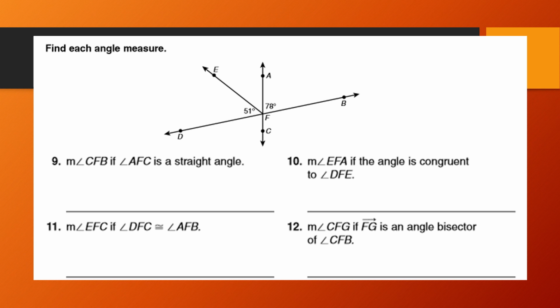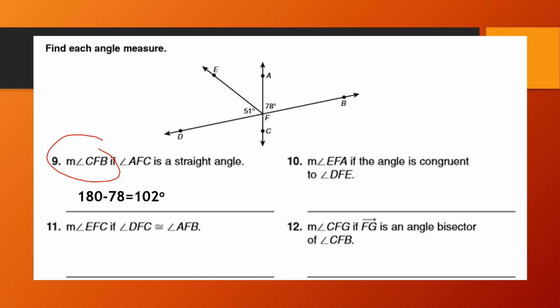Okay, so now we're going to use some of that vocabulary to solve for some angles. The measure of angle CFB, you read that as the measure of angle CFB. You're looking for that if angle AFC is a straight angle. So we draw our attention to angle AFC. We know that that's 180. The angle that they have labeled there is 78, so we just subtract from 180 to get 102.